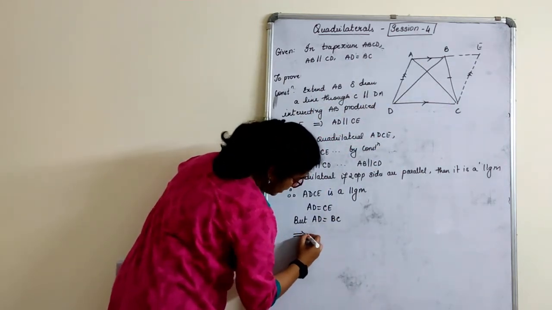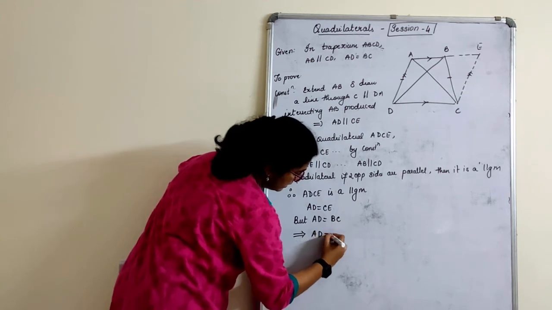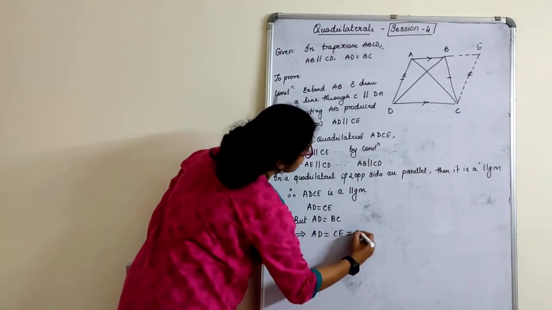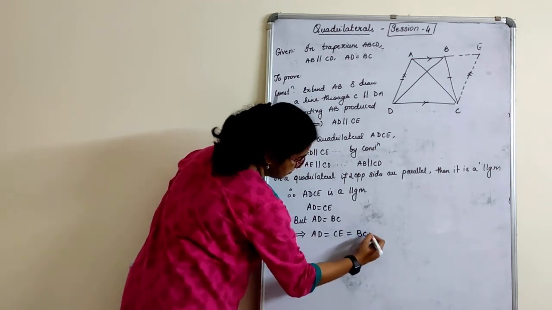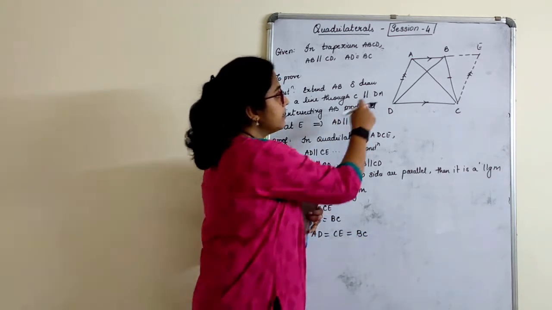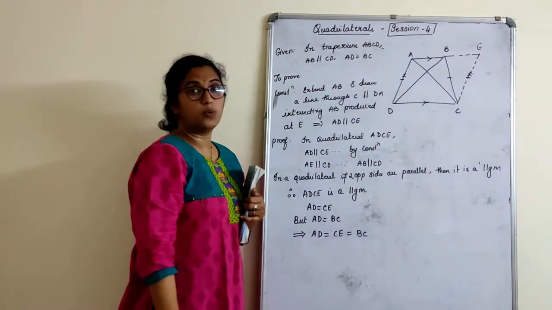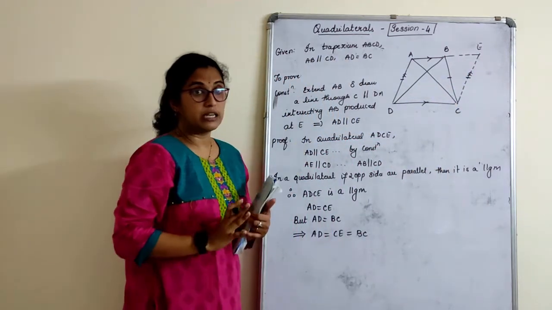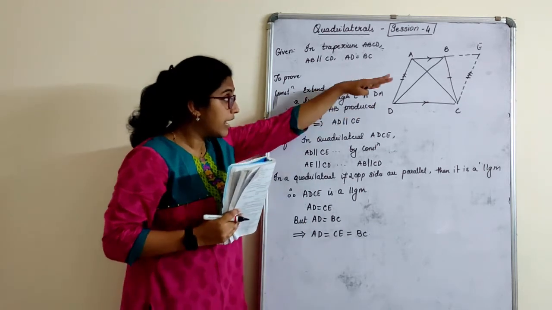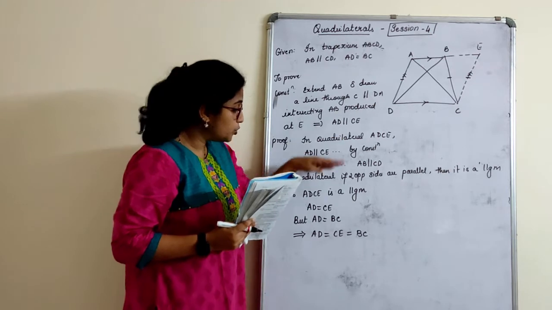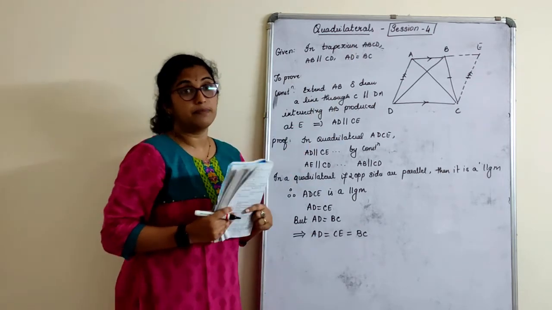This implies AD is also equal to CE is also equal to BC. Remember this. This side is also equal to this side and also equal to this side. Till this much is clear. This is actually the half part what we have written, and that is almost a given. We use this now to solve the sum further.